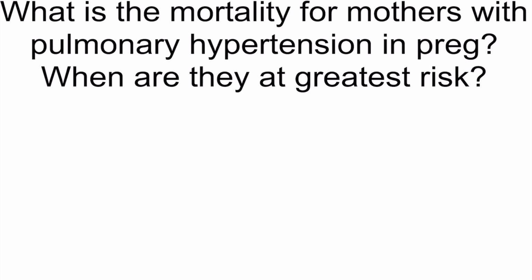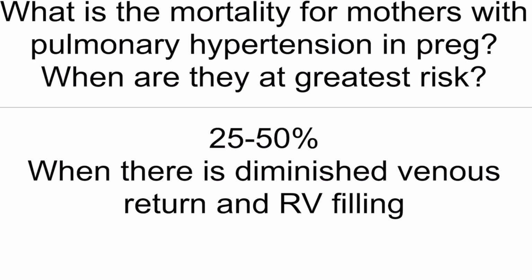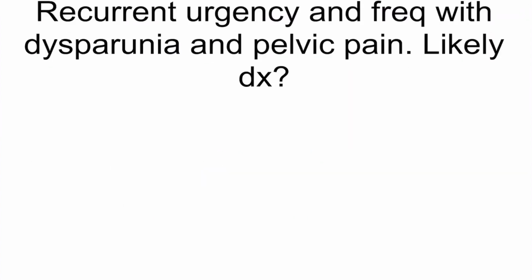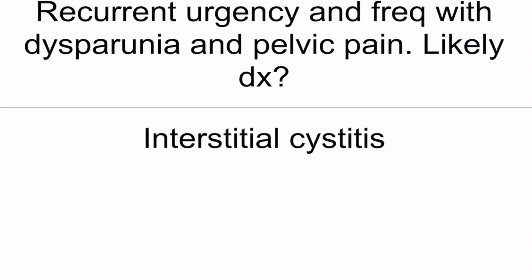What is the mortality for mothers with pulmonary hypertension in pregnancy? When are they at greatest risk? 25 to 50%, and when there is diminished venous return and right ventricular filling. Recurrent urgency and frequency with dyspareunia and pelvic pain. What's the most likely diagnosis?